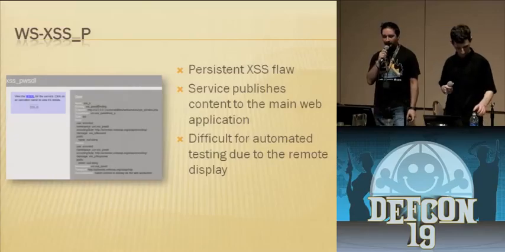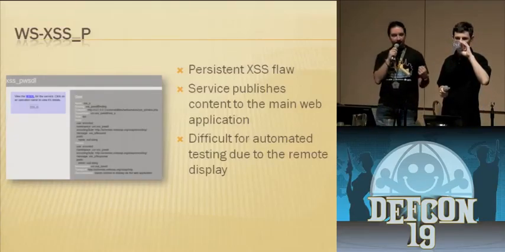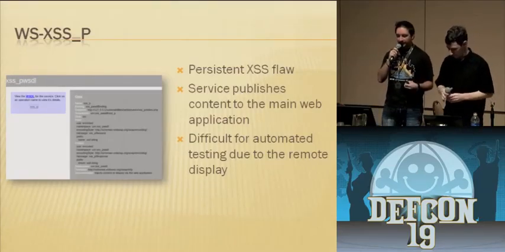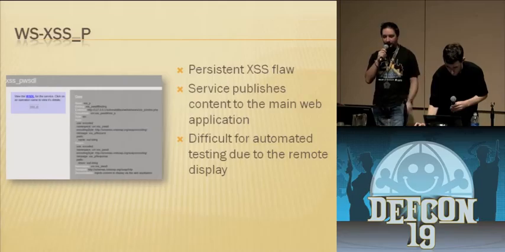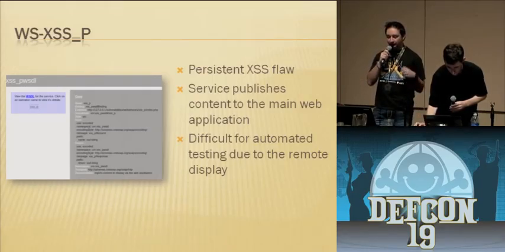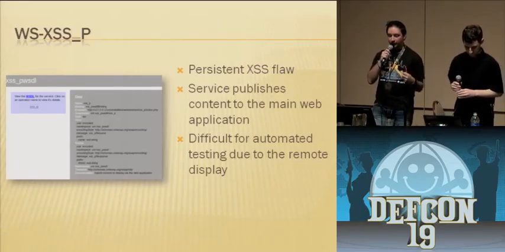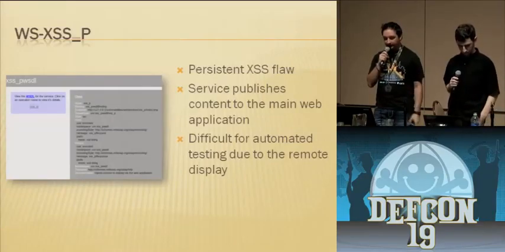A persistent cross-site scripting flaw through a web service. This is where, if you find a web service that is publishing information back to the web app, and I can inject some JavaScript into that web service request, I can get that to show persistently back to the user. The challenge actually posts it back to the main web application within Damn Vulnerable Web App, to show you that if they're not doing proper input validation, you can get that to pop.